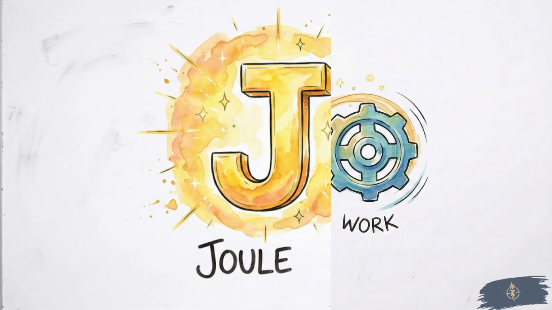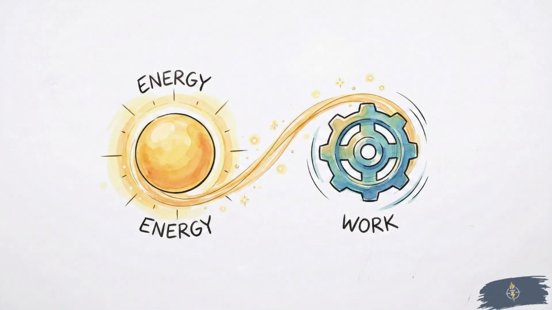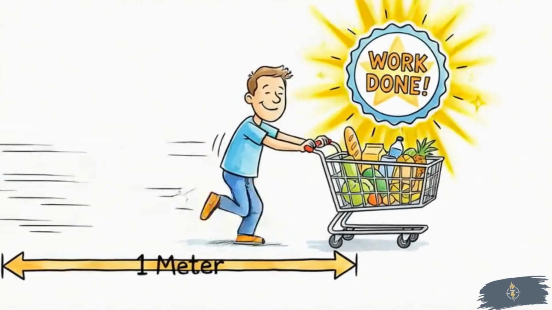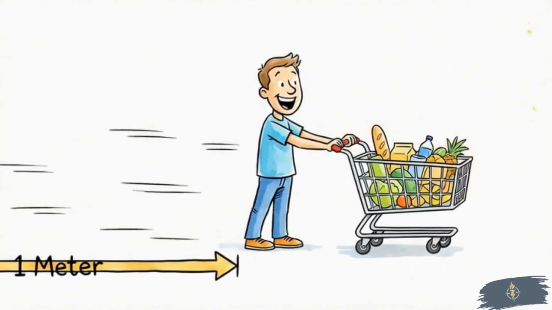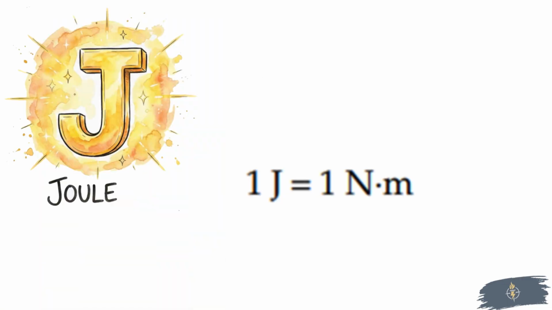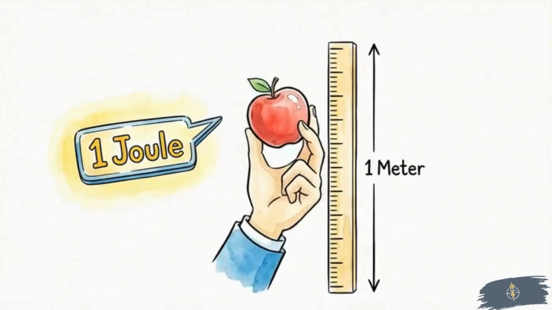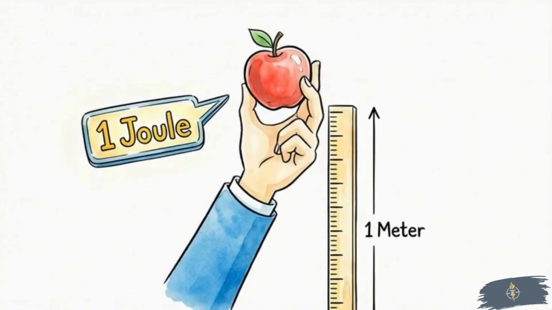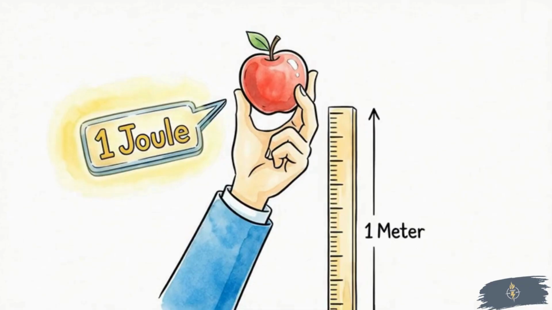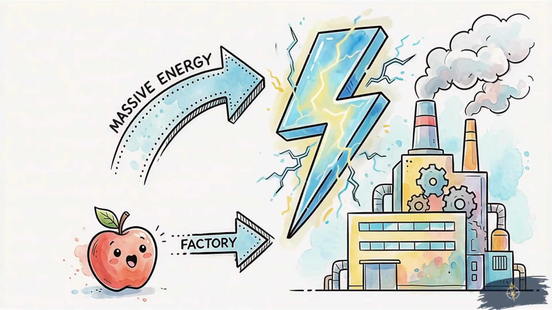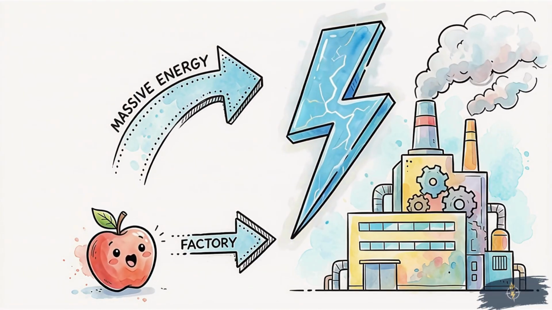Second, the Joule. The Joule measures energy or work. If you push that shopping cart and it actually moves forward 1 meter, you have done work. You have transferred energy. The definition is elegant. 1 joule equals 1 Newton applied over 1 meter. To make this tangible, lifting a small apple, about 100 grams, up by 1 meter requires roughly 1 joule of energy. That's how small a joule is, and that's why in real-world engineering, we often need larger units.